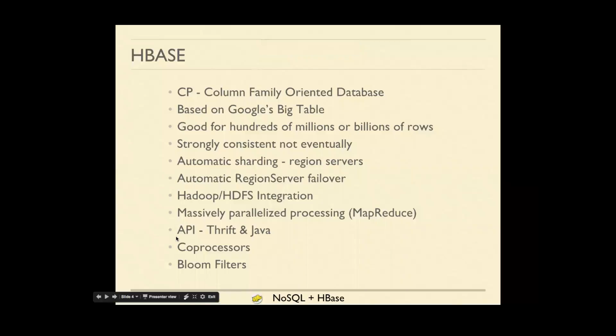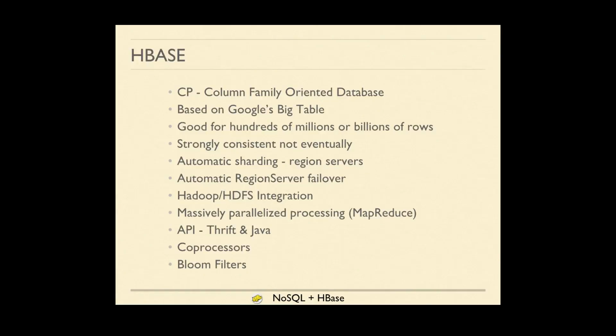All right. So HBase is a database which, out of C, A, and P, is consistent and partition tolerant, which is CP. It is a column family oriented database. It is based on Google's Bigtable, designed for hundreds of millions of columns or billions of rows. In case you have data smaller than that, you should continue using a relational database and not use HBase or any other NoSQL. If your database is small, do not use HBase. It is strongly consistent, not eventually, and it provides automatic sharding.